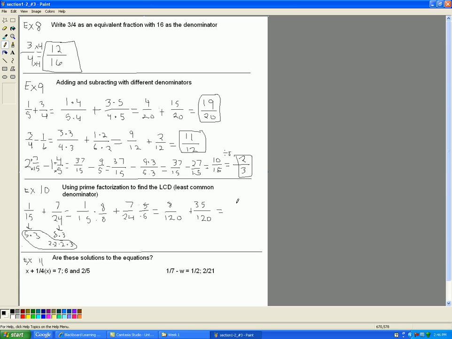We can go ahead and perform our calculation. We know our answer is going to have a denominator of 120. And 8 plus 35 is going to be 43. And this doesn't reduce any further, so this is our answer.